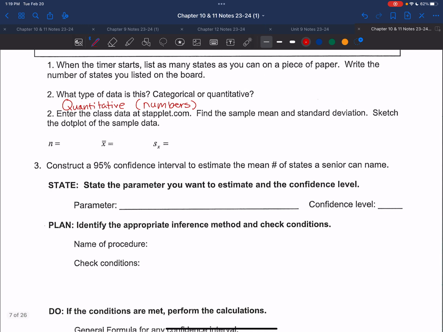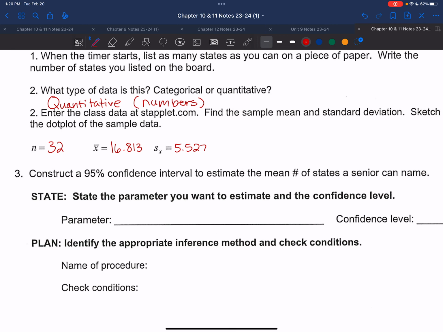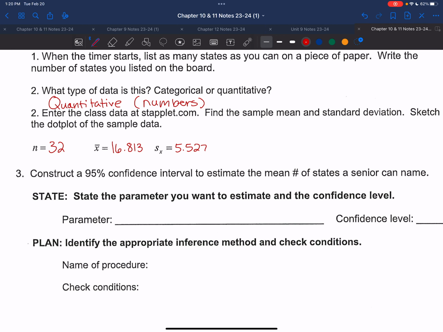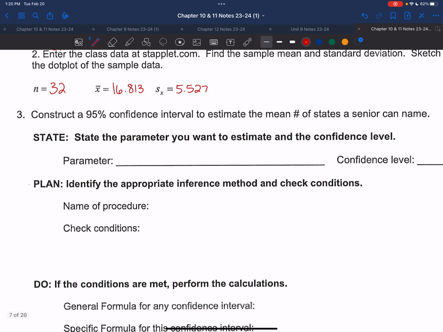So as a class, let's just say, for example, we had 32 students, so 32 pieces of data. The average number of states students could name, I had this from another class, it was 16.813, standard deviation of 5.527. All right, so it says construct a 95% confidence interval to estimate the mean number of states a senior can name.